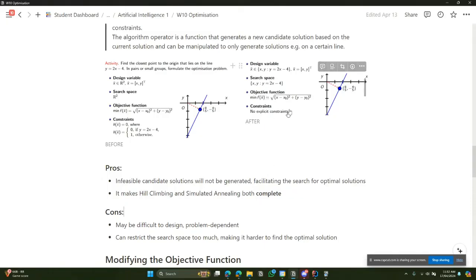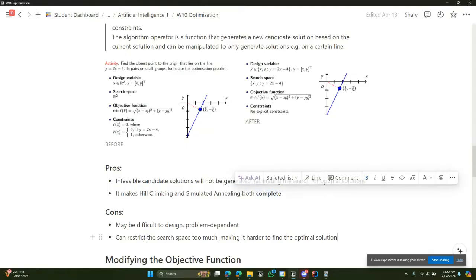always just have it in the search space instead? The answer was no, because it's not applicable to every single problem, especially more complex problems. You sometimes still need the constraints. And that's what this con highlights here. It's difficult to design and maybe problem dependent. So you won't be able to do it in every case. So you won't be able to make a simulated annealing and hill climb complete in every case because you can't do this in every case. That's the idea basically why it's incomplete.